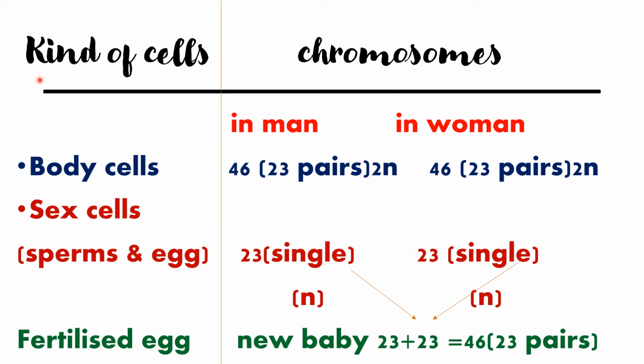There are two kinds of cells present in human beings. They are body cells and sex cells. Body cells consist of 46 chromosomes. That means 23 pairs of chromosomes, which we can represent as 2n. Both male and female consist of 46 chromosomes. 2n means diploid in nature. All body cells are diploid in nature.